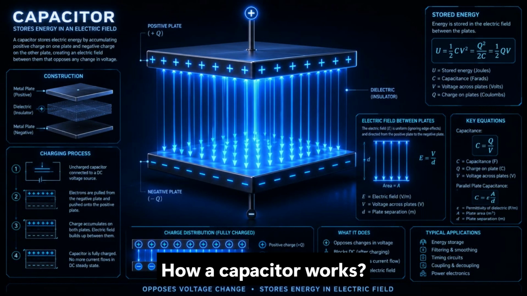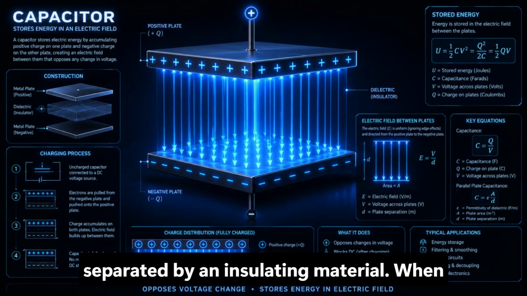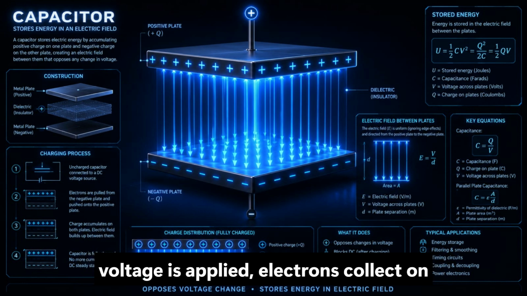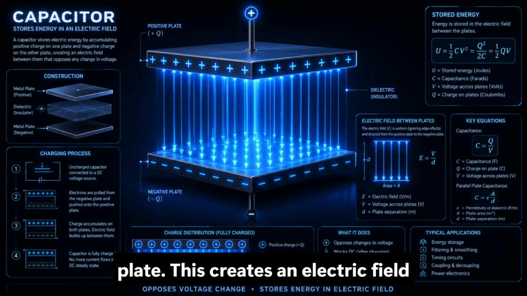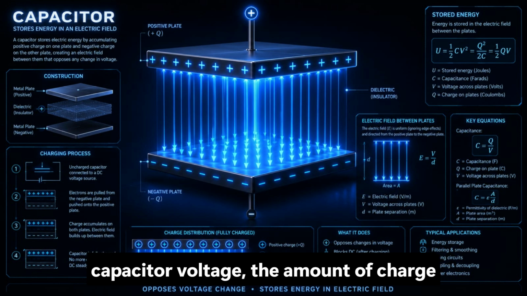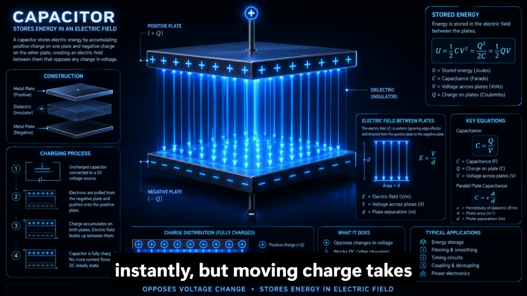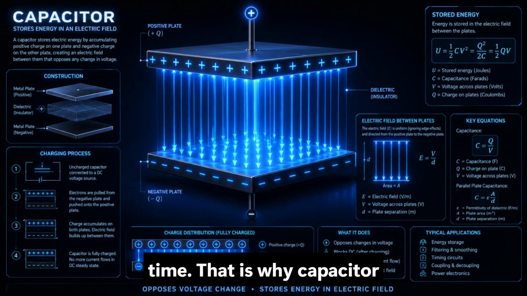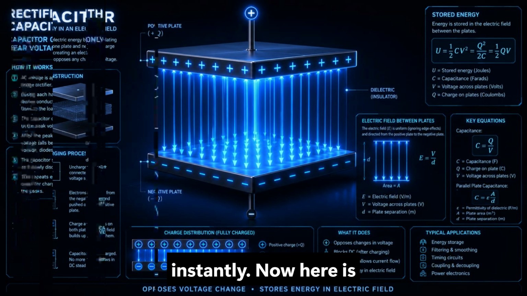How a capacitor works. A capacitor contains two conductive plates separated by an insulating material. When voltage is applied, electrons collect on one plate and leave the other plate. This creates an electric field between the plates. To suddenly change capacitor voltage, the amount of charge on the plates must change instantly. But moving charge takes time. That is why capacitor voltage changes gradually instead of instantly.